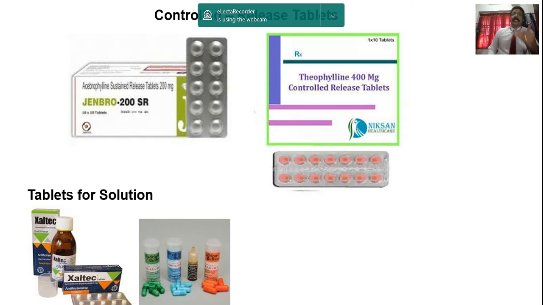And you see, these are some examples which I have shown here. One is a controlled release tablet. I have taken 2 examples. Usually asthmatic patients use these tablets for a long period of time.